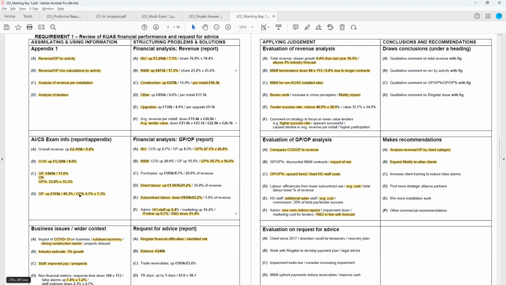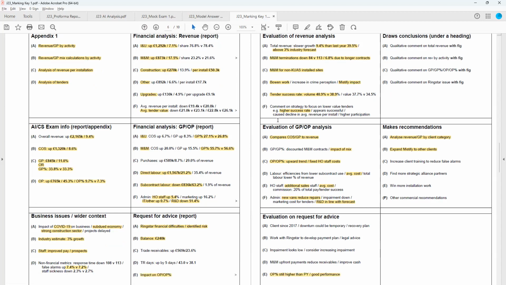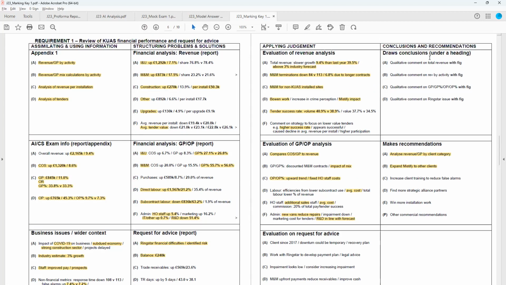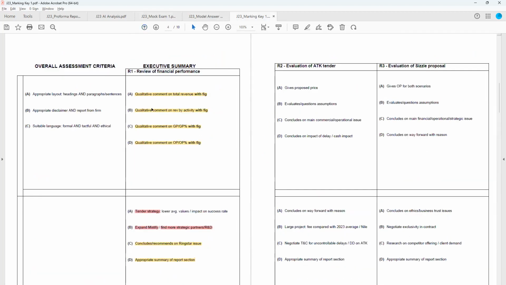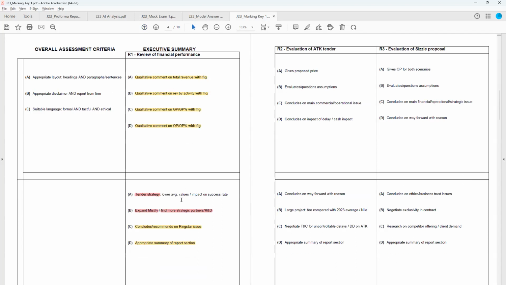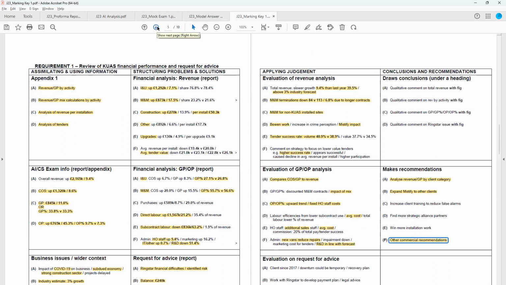Even the context box isn't too difficult to get. This is quite tricky. Conclusions is easy. Recommendations, again, there's a few easy ones and a few hard ones. So obviously get the easy ones. You always get one for your own recommendation as well. And then exec summary, again, a real mixture there because these are easy to get, but these are difficult to get. So make sure you get all of the easy and medium marks.